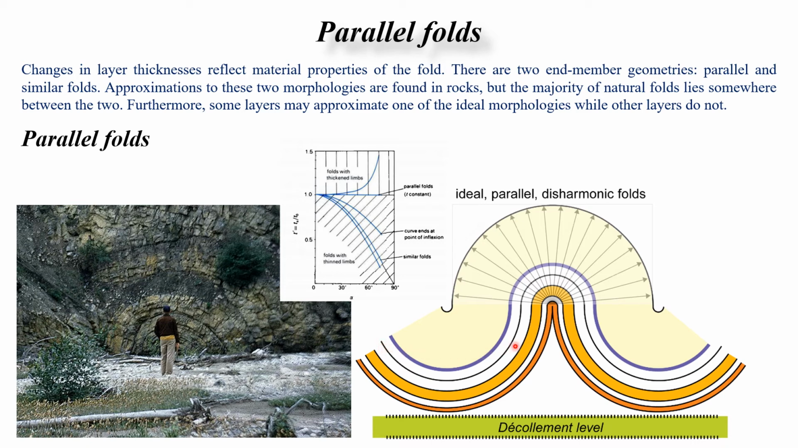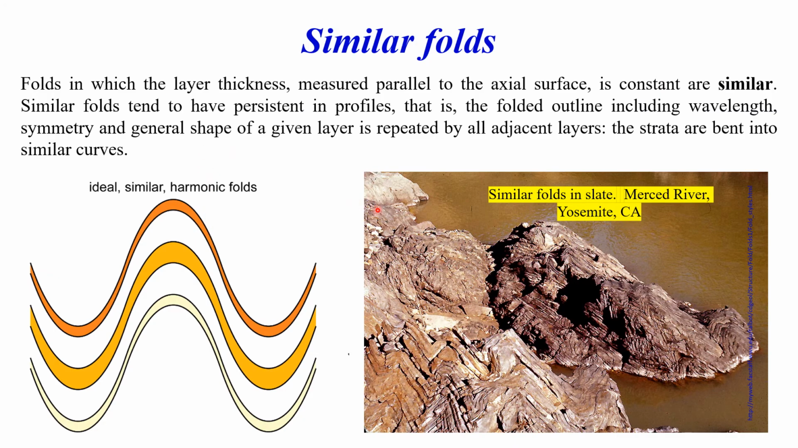Concentric fold is a fold in which individual layers are going to maintain the same thickness, same orthogonal thickness throughout the layer, and because of the consequence of geometry, the fold profile must change continuously upward and downward. Another category of fold is similar fold.